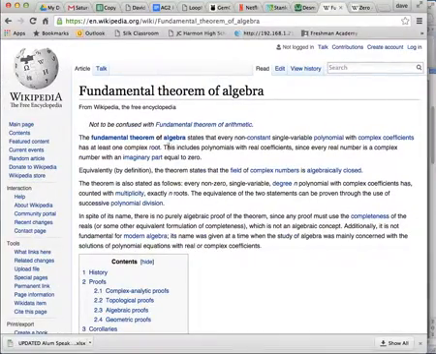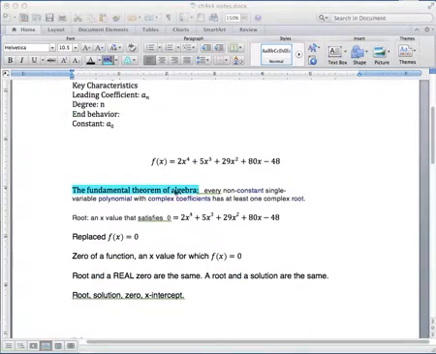Let's read on. It includes polynomials with real coefficients. So we have a polynomial that has real coefficients, and here's why. Every real number is a complex number with the imaginary part equal to 0. We already discussed that. So what this whole thing really tells me is I have at least one answer, at least one 0, for every function.